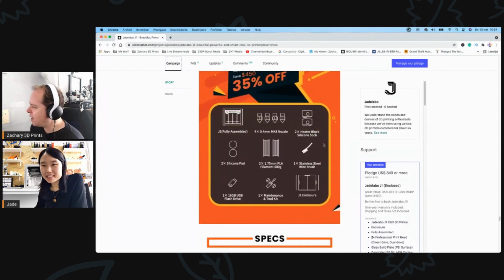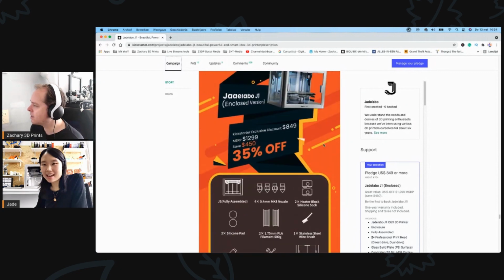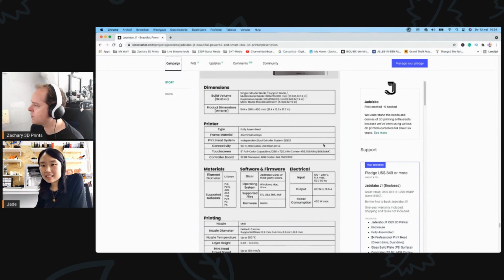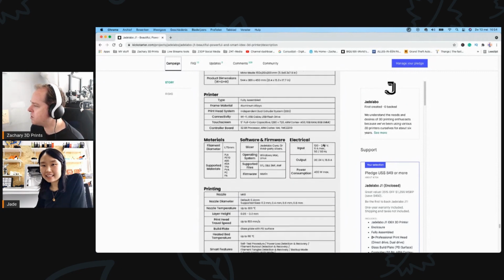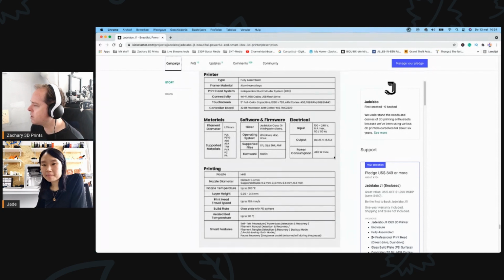And then you see the specs of the machine. The temperature of each nozzle is up to 300 degrees Celsius, so you can print at higher temperatures, which is very nice.